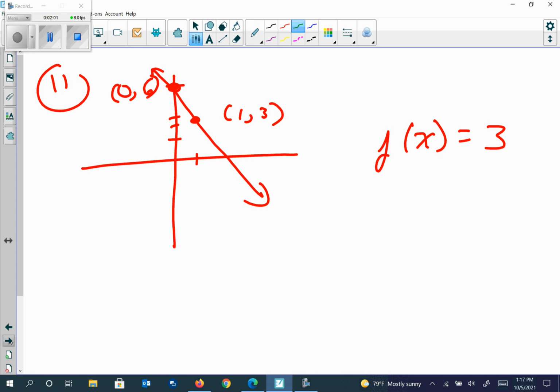Number 11, we want to find f at x. So that's a y value now, okay? So we're going to count up 1, 2, 3. So 1, 2, 3 gives me an x value of 1. Okay, that's all you have to do there.